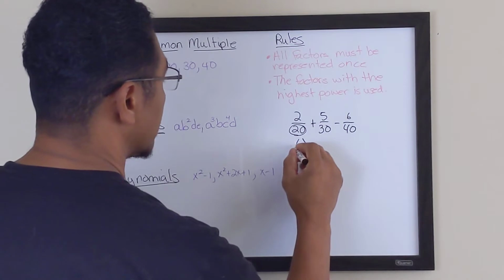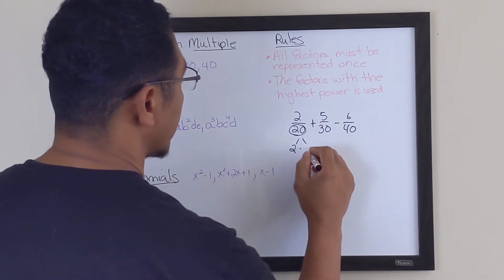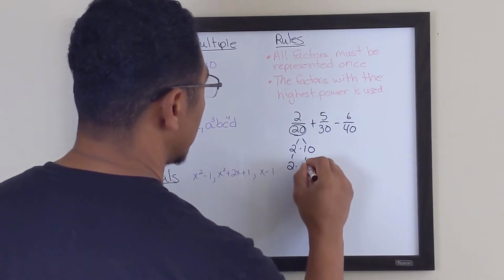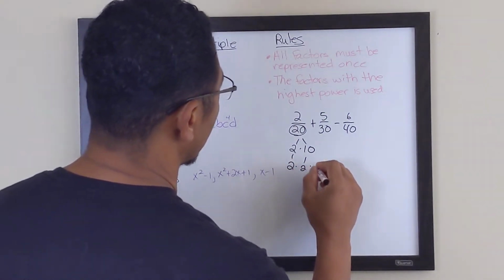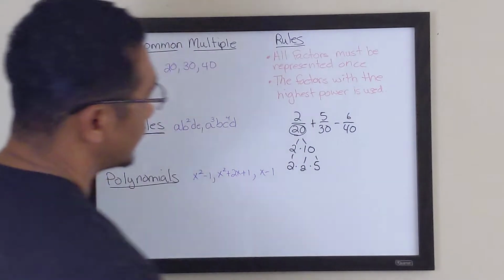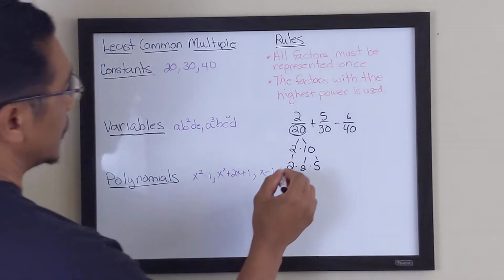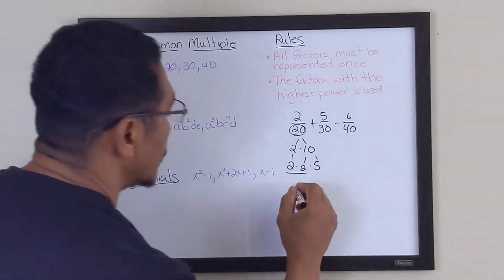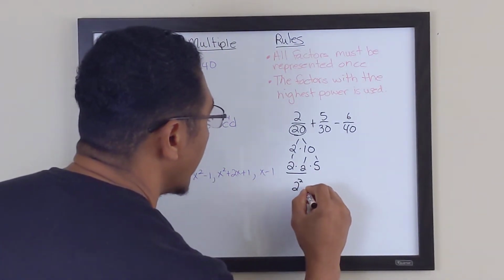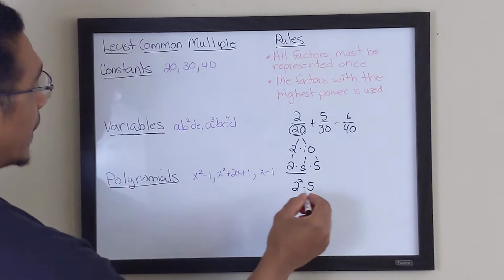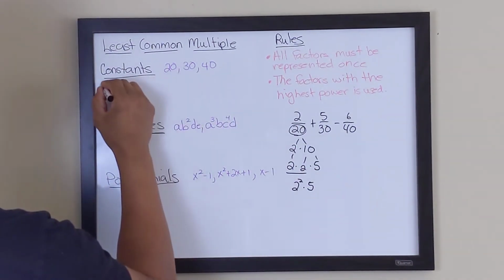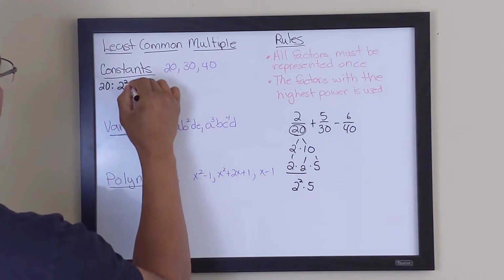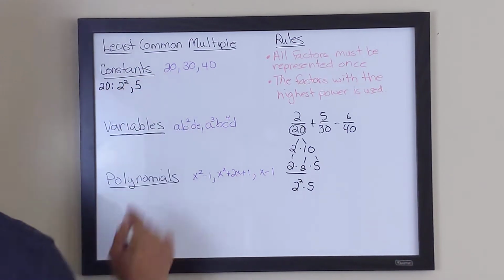So this becomes 2 times 10, and then this also becomes 2, 2, and 5. Okay? So we've broken it down to 2 times 2 times 5. Now I'm going to rewrite this into 2 squared times 5. So now for number 20, my factors are 2 squared and a 5.